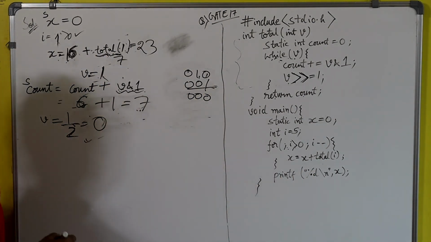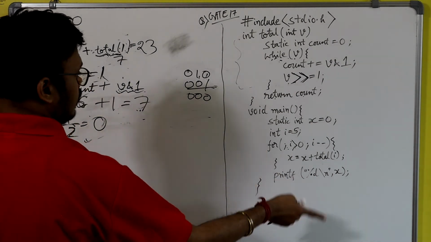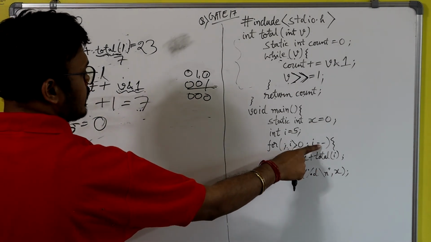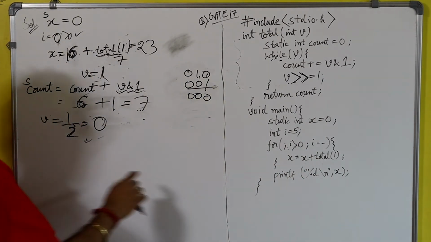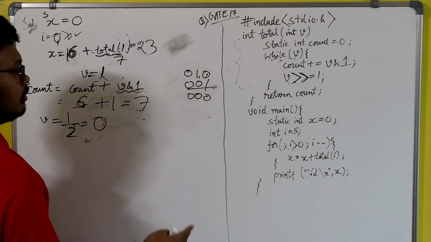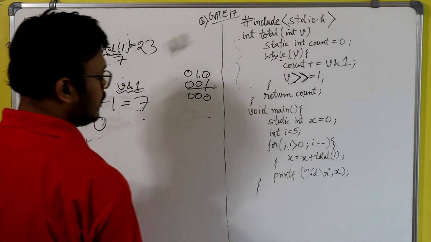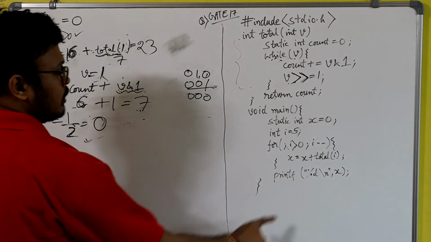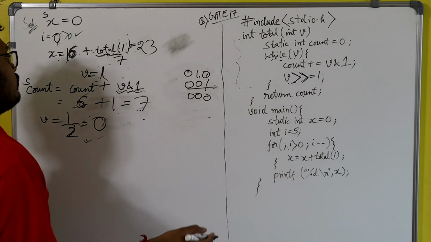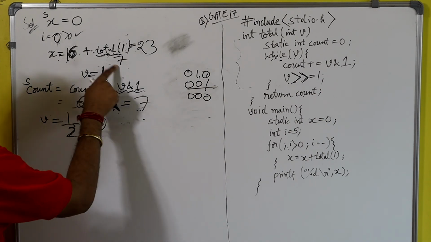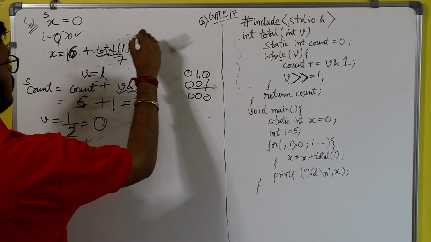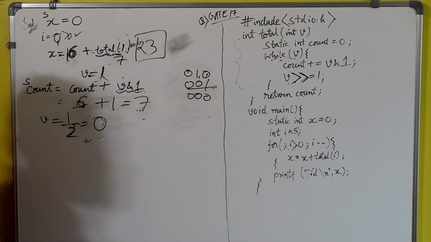Now again this I value will be decremented, so I will become 0. Now 0 greater than 0, obviously no. So this for loop is also broken. So the updated value of x is 16 plus 7 is equal to 23. So 23 is the answer of this question.